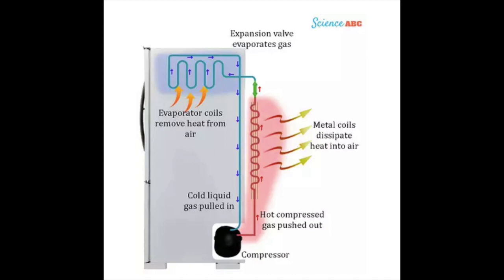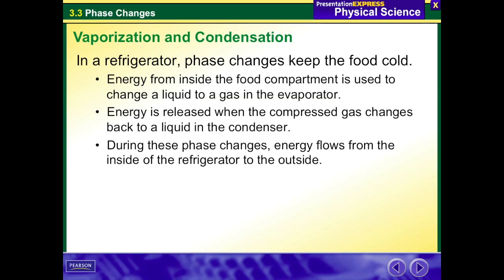So if you listen to a refrigerator, it has a compressor, which is a motor that's working to turn that gas back into a liquid. That extra heat, as the gas turns back into a liquid, then gets ejected out of the back of the refrigerator. And so you should feel warm air coming out of your refrigerator. That is the heat being let off. During these phase changes, energy flows from the inside of the refrigerator to the outside, takes that electrical energy and ends up turning it into heat. And that is able to suck the heat out of the food and make it colder.